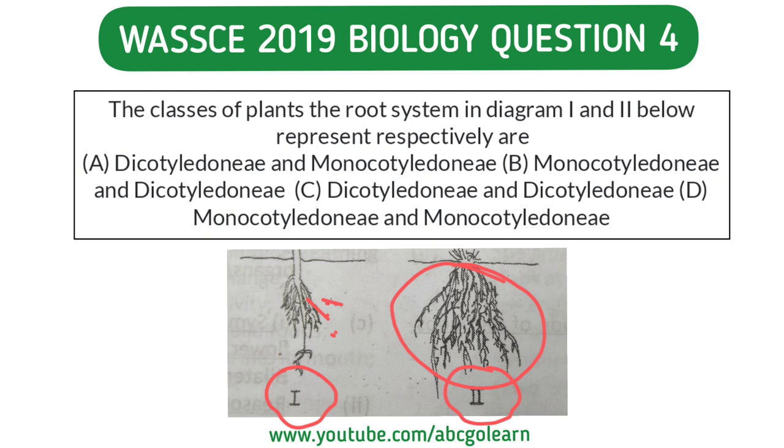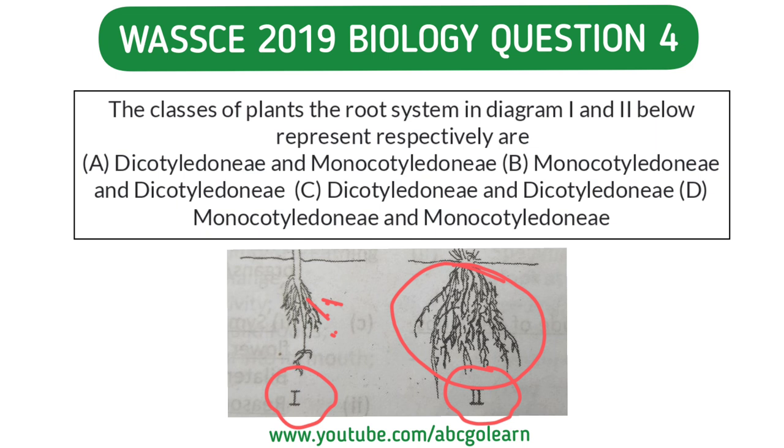And these roots give rise to numerous branches, a lot of roots like that around them. But they are not going deep down into the soil. These roots are slender in appearance. The question now is: how do we connect this root system with dicotyledon and monocotyledon? So let me now tell you.